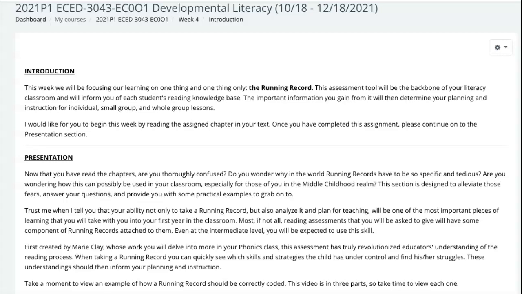This week, we will be focusing our learning on one thing and one thing only, the running record. This assessment tool will be the backbone of your literacy classroom and will inform you of each student's reading knowledge base. The important information you gain from a running record will then determine your planning and instruction for individual, small group, and whole group lessons.